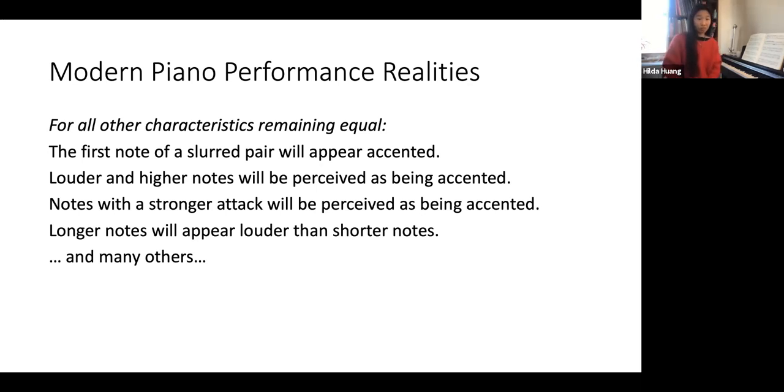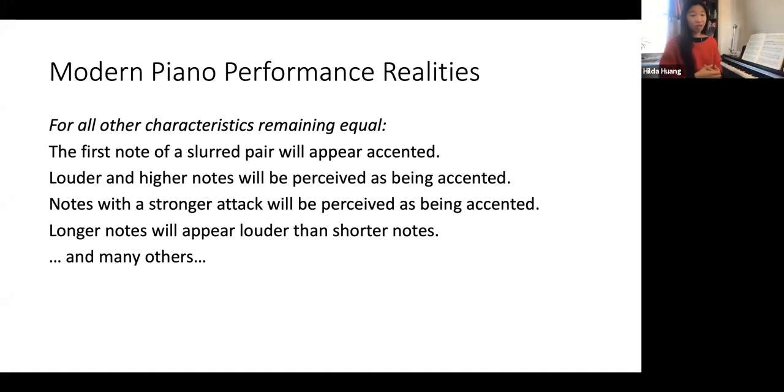In general, this is obvious, louder and higher notes will be perceived as being accented if all else is held equal. If I play this note and I play this note, it will probably seem a little bit louder. If I have a running line and then I make a slur on two notes in between, the first note of the slur will probably appear accented. The F will be accented. Notes with a stronger attack, that's obvious, will be perceived as being accented. When I say stronger attack, I mean a harsher tone. I can't really do it on the keyboard, but as opposed to it's slightly louder, but it also has a harsher attack.